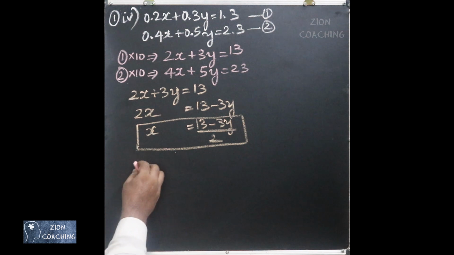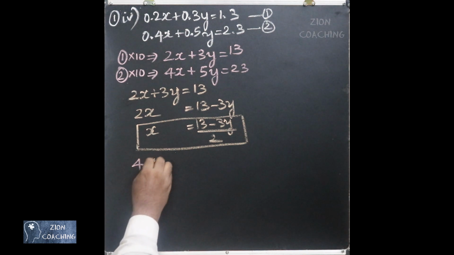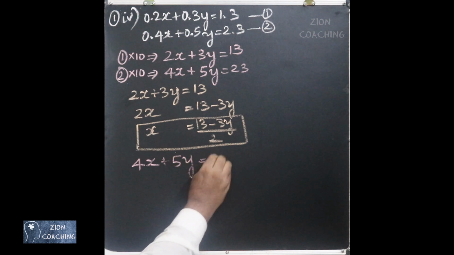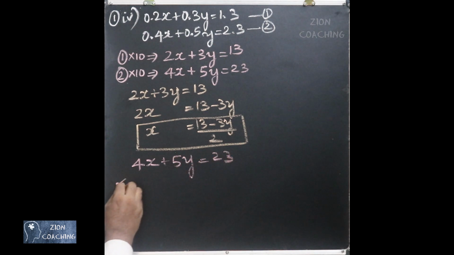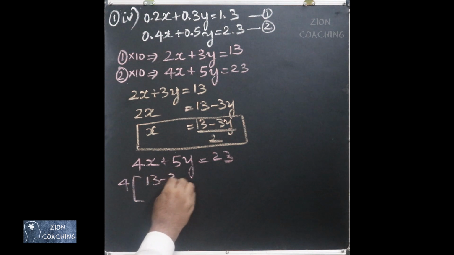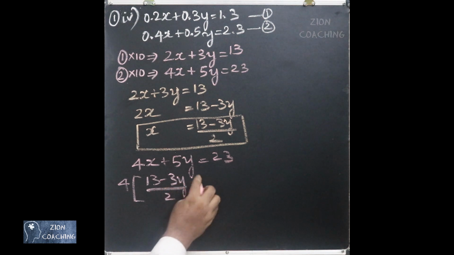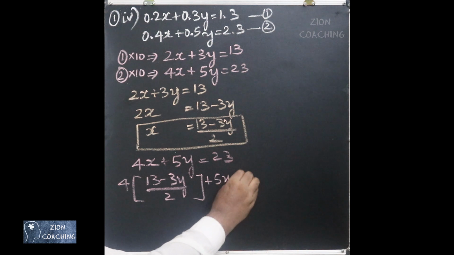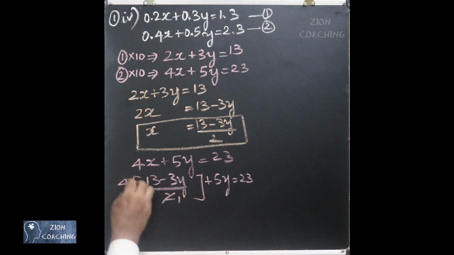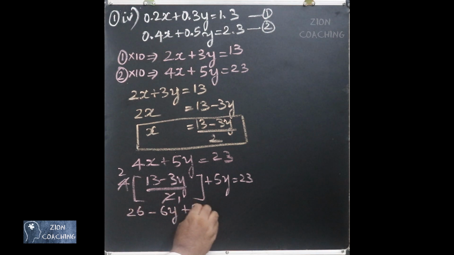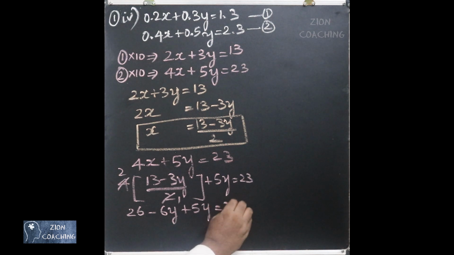We have 4x plus 5y equal to 23. Instead of x, we are going to substitute (13 minus 3y) by 2, plus 5y equal to 23. So 1 2 is 2, 2 2s are 4. Then multiply inside, you will have 26 minus 6y plus 5y equal to 23.